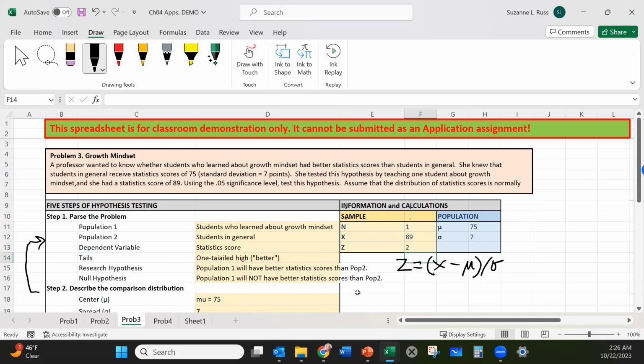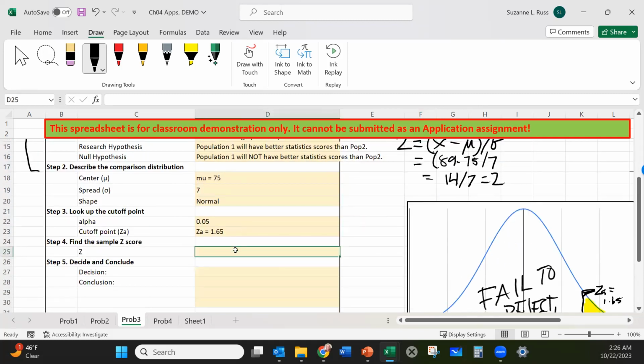You could also do it by hand by going equals 89 minus 75 divided by 7. And you could get your calculator out and go 14 divided by 7. You don't need your calculator because it's easy math, but usually you will. So our z-score is equal to 2. We can write that in here. Our sample z-score, our one person had a z-score of 2.